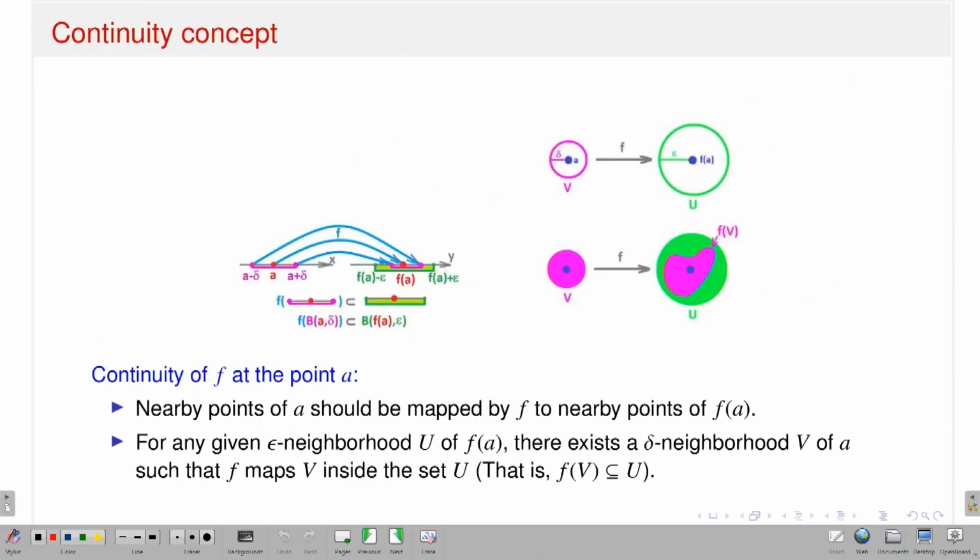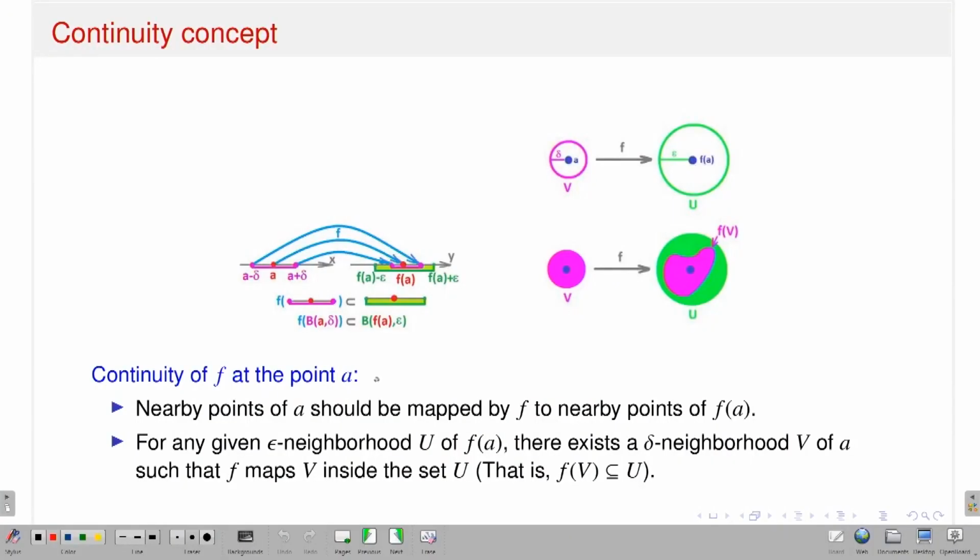Okay. So, this is another way I can think about the concept of continuous function, again for real valued functions of a real variable. Whatever epsilon delta definitions I have given, you can see a similar thing pictorially. If I have a function from some subset S of R to R, and I want to talk about the continuity of f at the point A, then in language, nearby points of A should be mapped by f to nearby points of f(a).